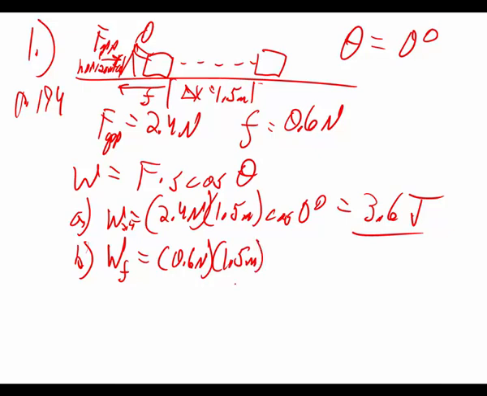Now, what angle am I going to put? The box is going this way, but friction is going which way? What's that angle? 180. So what do we get? Negative 0.9.